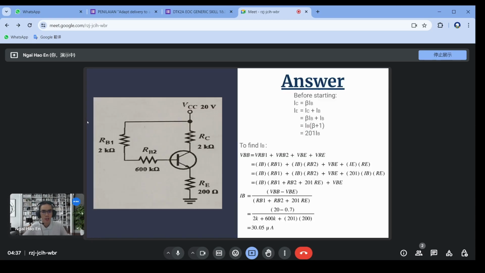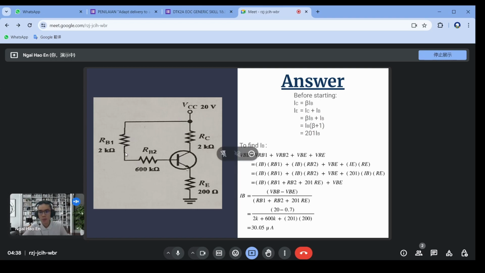Before we start, we need to know that IC is equal to beta times IB and IE is equal to IC plus IB. We can use IC equal to beta times IB and substitute it inside the IE formula, and we get that 201 times IB is equal to IE. Now we can start to find IB.